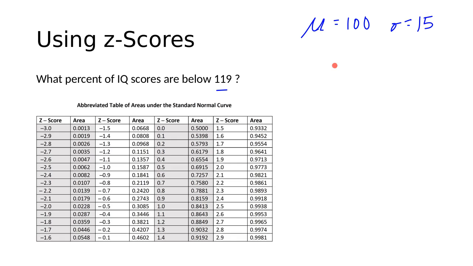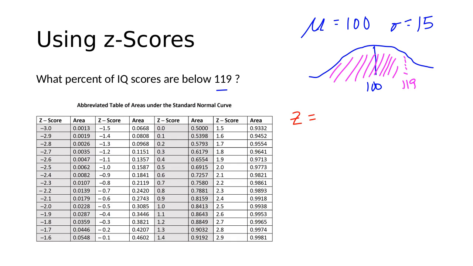That's our data point. So if I sketch out a normal curve and I've got my mean of 100, then what I'm interested in is a point over here at 119. What I want to know is what percent of IQ scores are below 119, which is really saying what's the area to the left of 119 under the normal curve. The way that I'm going to find that is by calculating the z-value for a data point that's at 119.